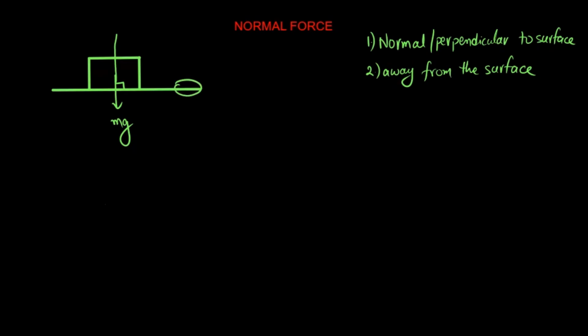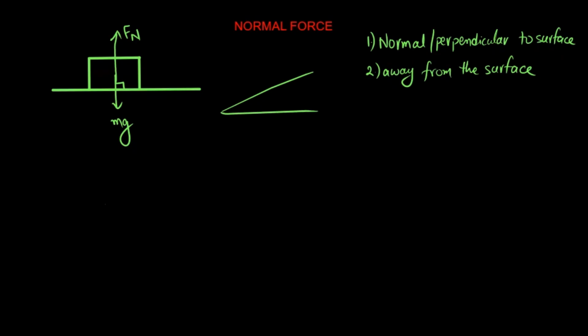This is your surface. Going up is away from the surface. Going down is towards the surface. We want this. So this is the direction of normal force and not this. So along this perpendicular line, the normal force is acting upward like this.